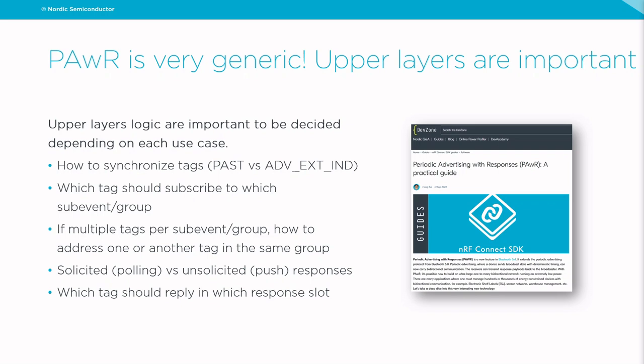In many cases, all these design choices are interrelated. To dive into PAwR as a generic feature and to understand all these options available, we have created a guide on DevZone, and you will find the link listed in the Nordic Bluetooth ESL tutorial. This guide will help understanding the flexibility of this feature. It is clear that depending on each use case, many things need to be decided by the upper layer. So let's first look at possible applications, and then let's explore one of them in much more detail.